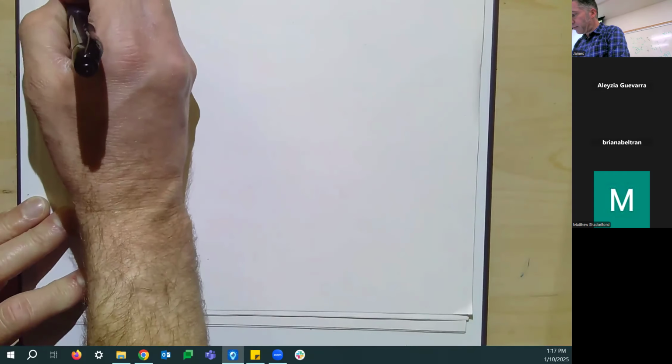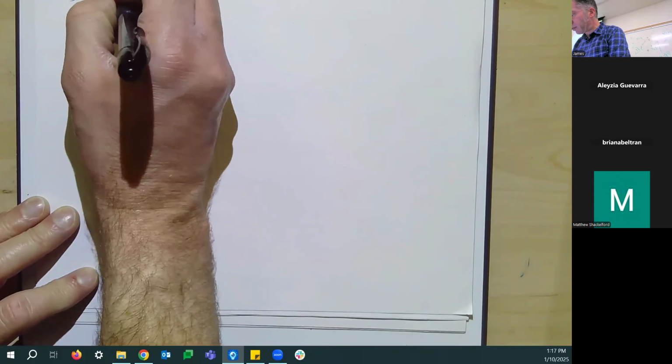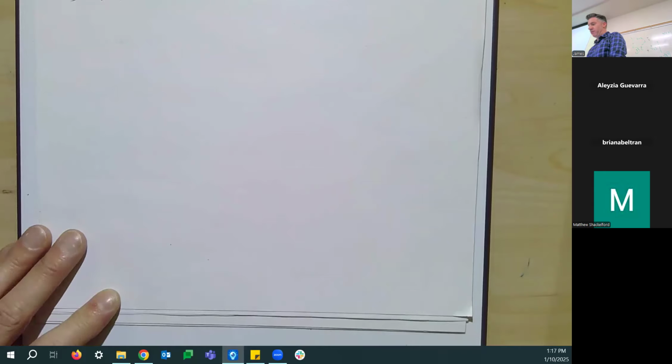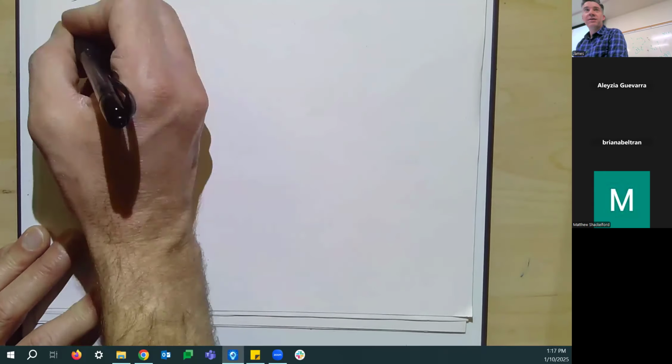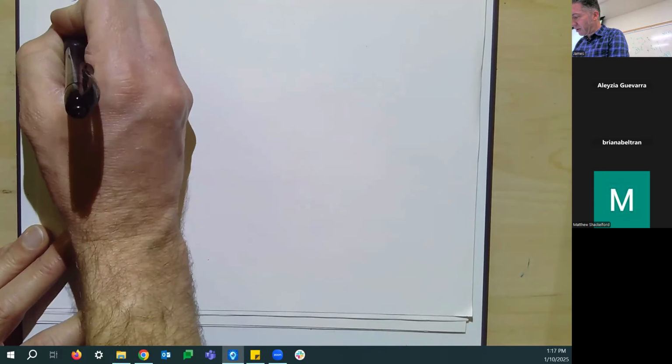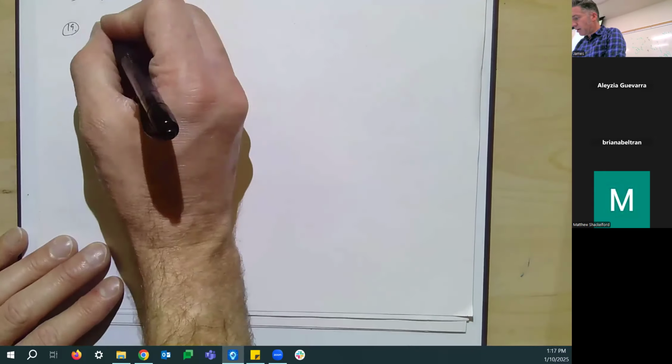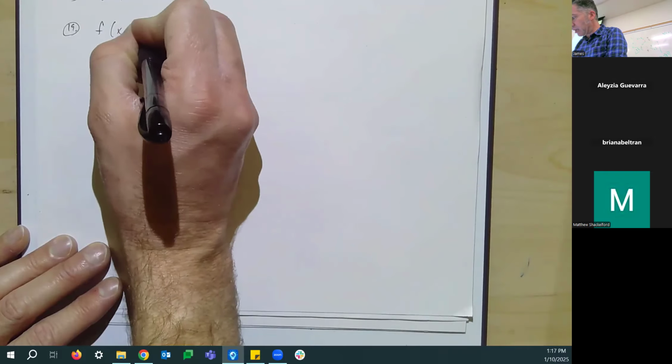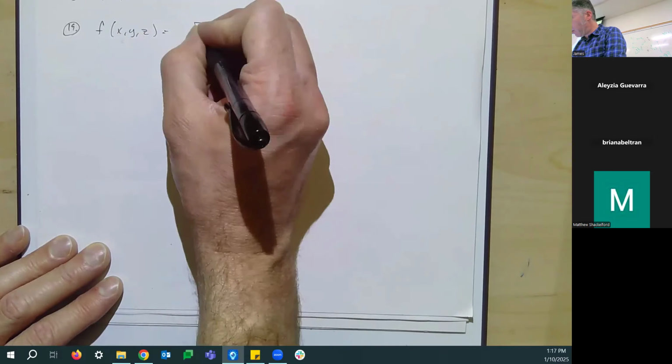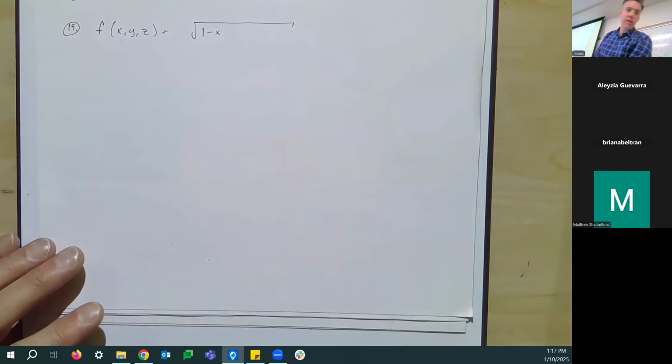So for 19, the function is given by, sorry, not f of x. Oh, you can't even see that. Cool. So the function is given by f of x comma y comma z equal to the square root of 1 minus x squared minus y squared minus z squared.